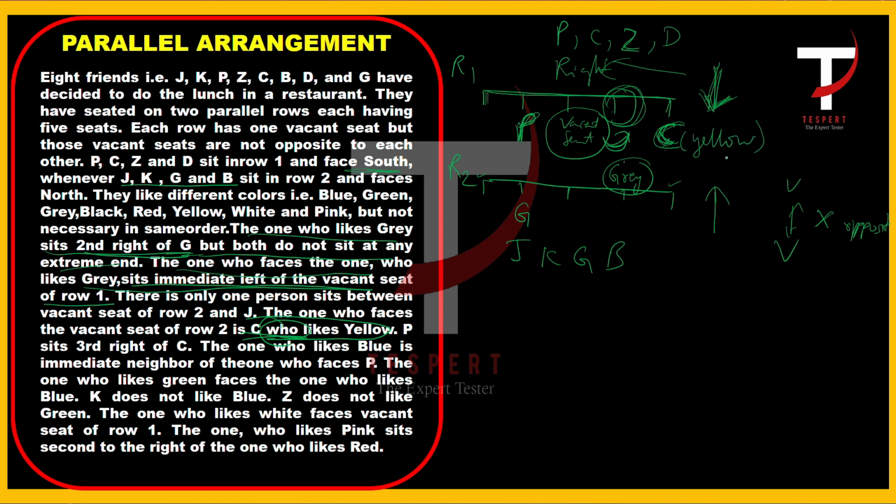And still what is there? There is only one person who sits between the vacant seat of row 2 and J. So this is the vacant seat of row 2. Why? Because it is given here that the one who faces the vacant seat of row 2 is C. So as C is here, the vacant seat will be here.